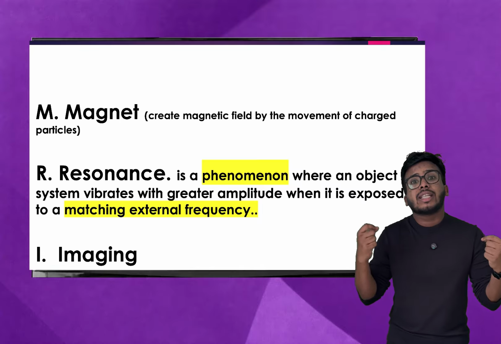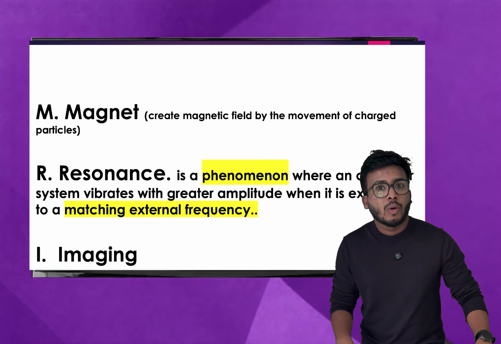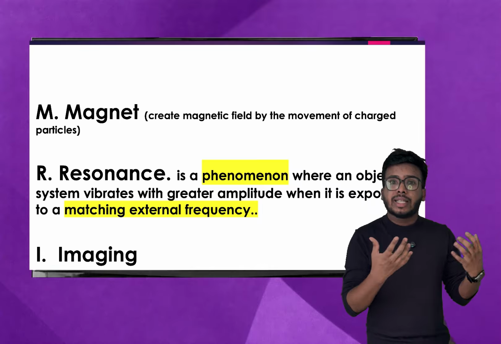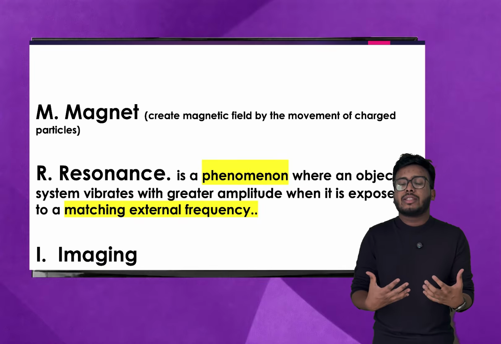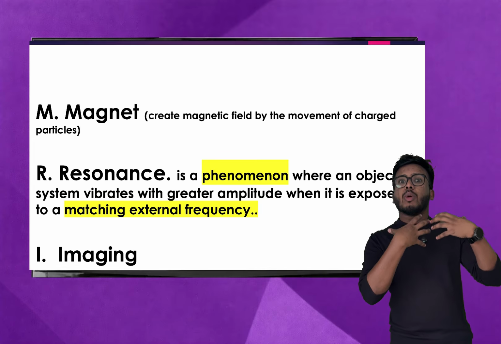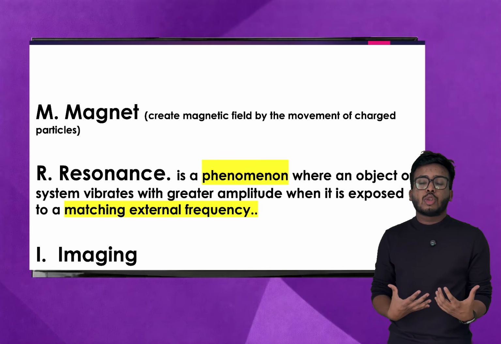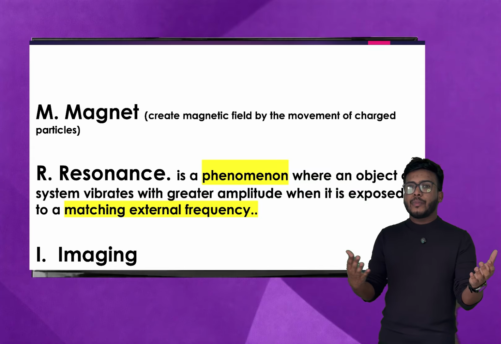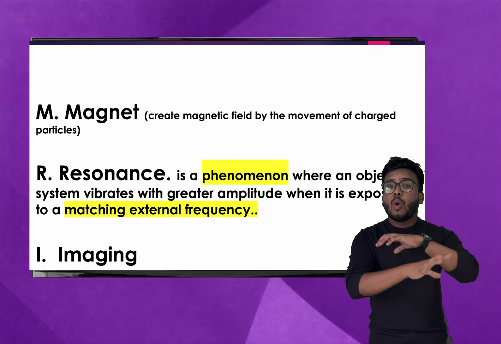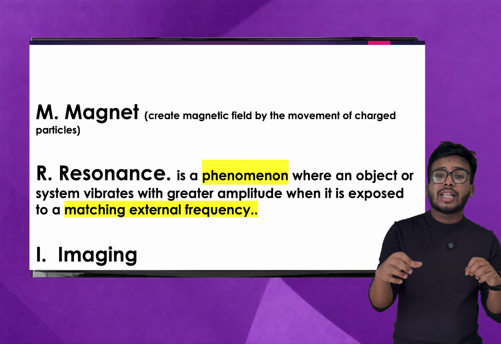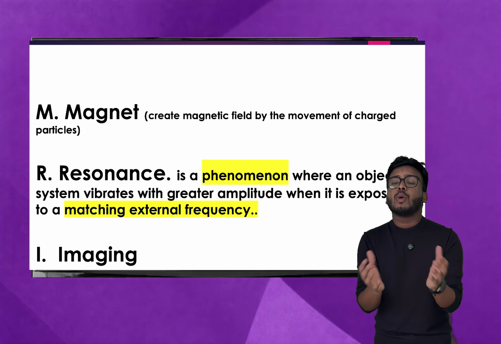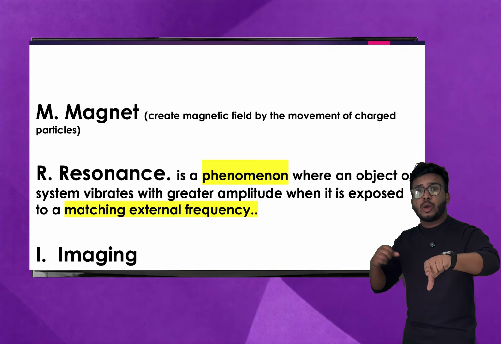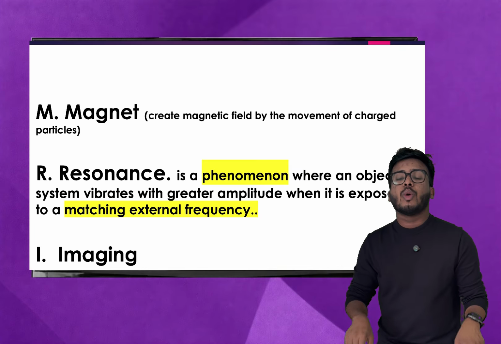Then how are these organ systems formed? Organ systems are formed by different organs. For example, the digestive system is composed of the mouth, oral cavity, esophagus, stomach, duodenum, and intestines. Different organs combine to form an organ system. So by using magnetic property and resonance principle, we can image any of these organs.